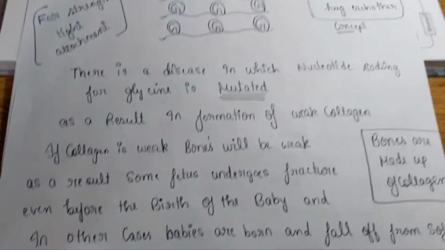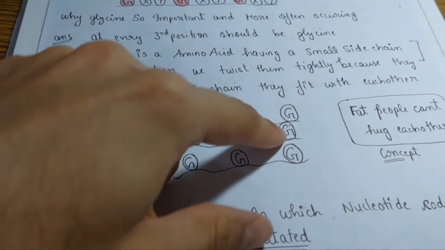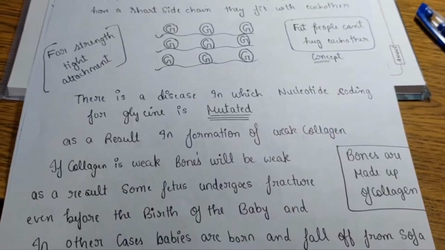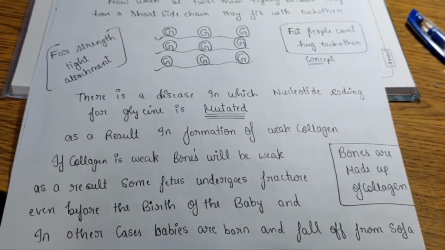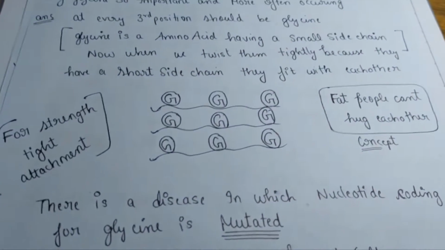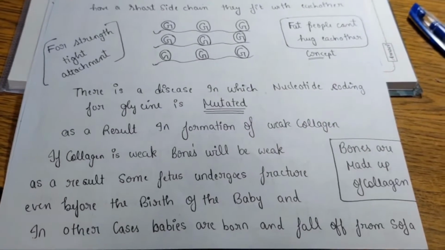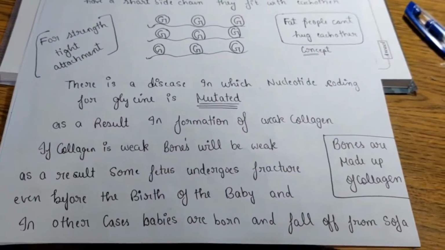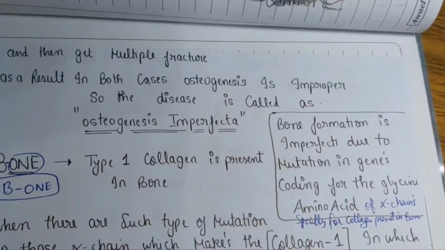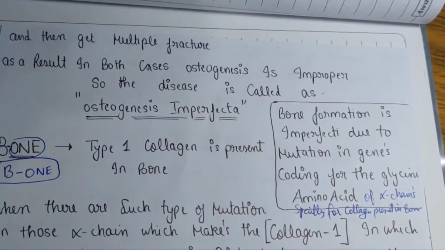collagen. So if there is a disease in which the nucleotide coding for glycine is mutated and instead of glycine at every third position we have some other amino acid, the collagen formed will be weak due to weak attachment of the alpha chains with each other. If the collagen is weak, the bones will be weak, and as a result a fetus can undergo fracture, which can occur after birth or even before birth. This disease is called osteogenesis imperfecta.